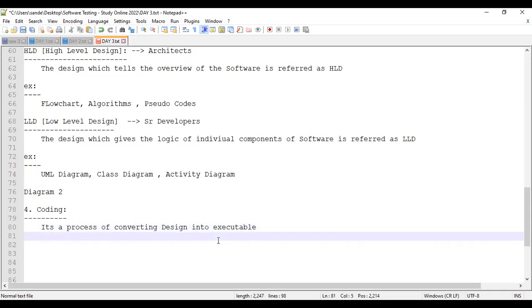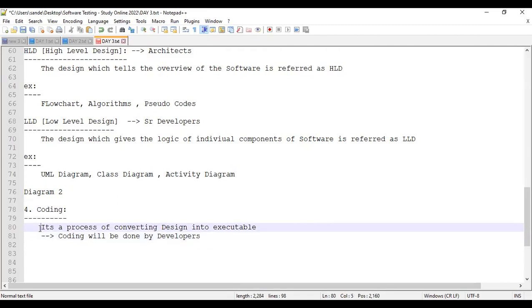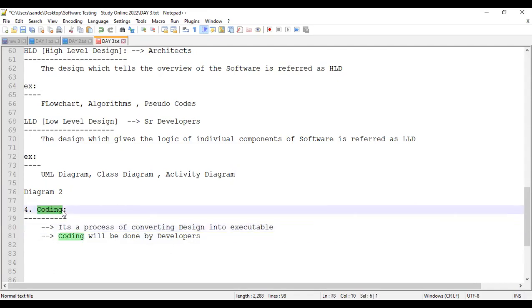Next, sir, who is responsible for this, sir? Coding will be done by whom? If you ask me, developers. Coding will be done by developers. It might be a senior developer or junior developer, whoever it may be. Coding will be done by them. Now, the coding phase also you people understood, correct?